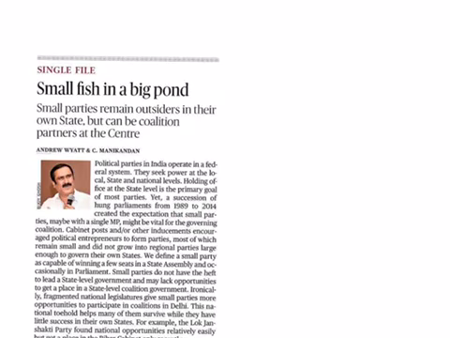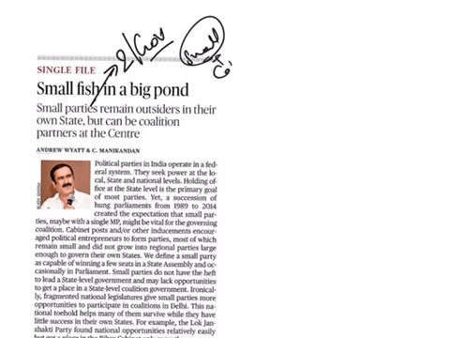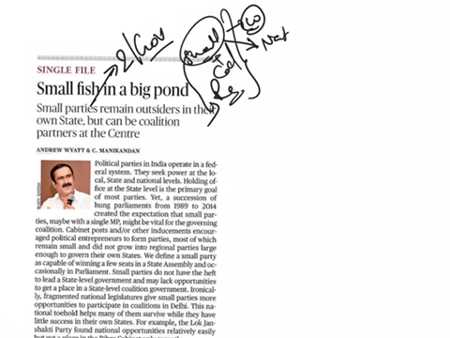The next article is Small Fish in a Big Pond. This article comes under GS paper 2 under the topic of governance. See, this entire article is talking about the small parties and coalitions. It is talking about the regional parties and the national parties and how these small parties were not able to win in their own state, but they were forming alliances with the national parties.